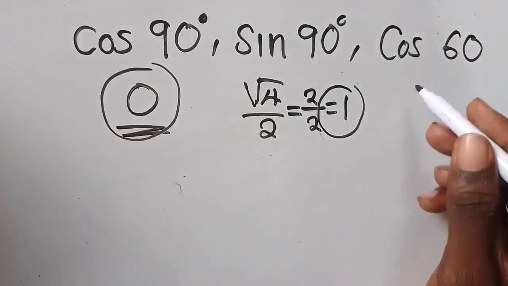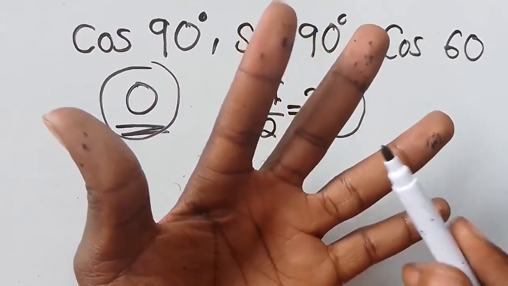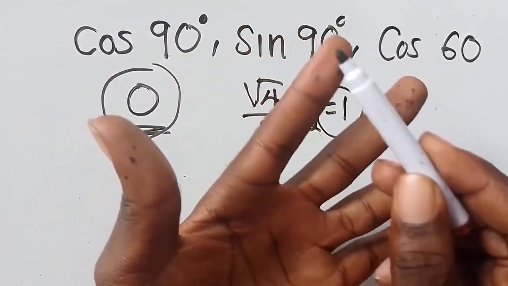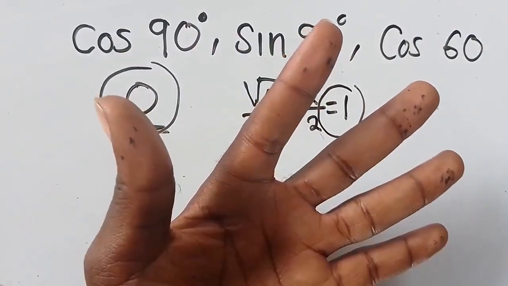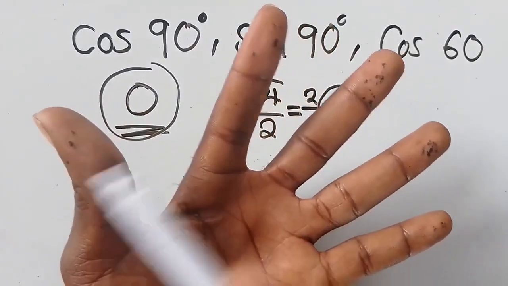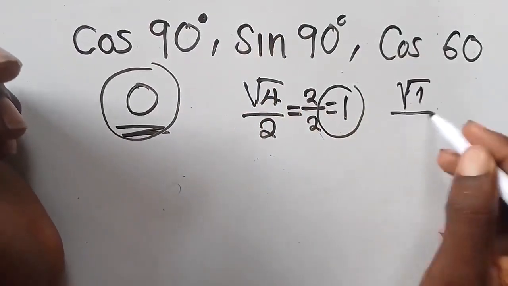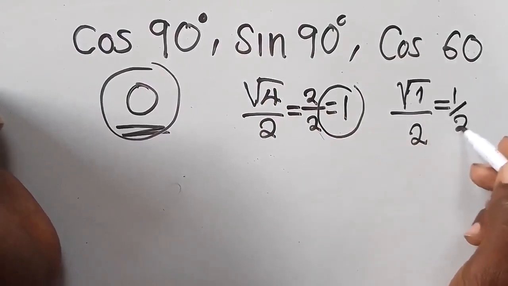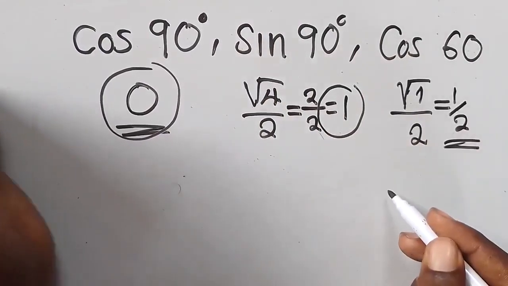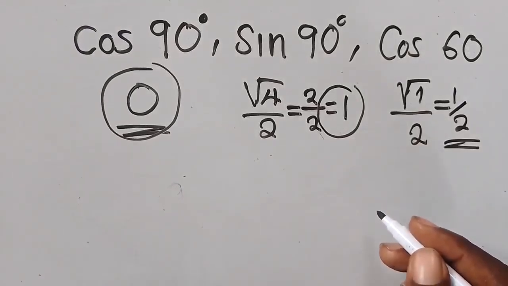Have you seen? We go to cos 60. You do this. You check. 0, 30, 45, 60, 90. 60 is here. Cos, you are going this side. So how many fingers are remaining? 1. So root 1 over 2. Square root of 1 is 1, so the answer is 1 over 2. Have you seen? This is how you get to answer those questions.